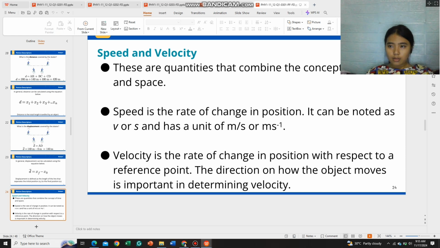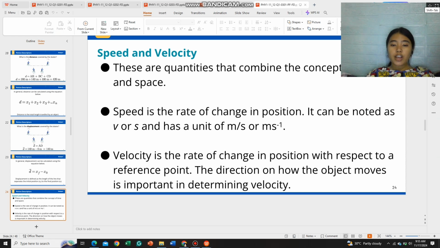Okay, so draw distance calculated by the scale. Speed and velocity, these are quantities that combine concept and space. Speed is the rate of change in position. It can be noted as v or s and has a unit of meter per second or meter per second to the power of -1. Velocity is the rate of change in position with respect to a reference point. The direction on how the object moves is important in determining velocity.